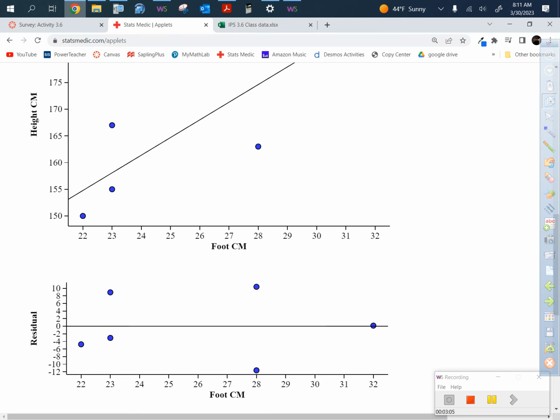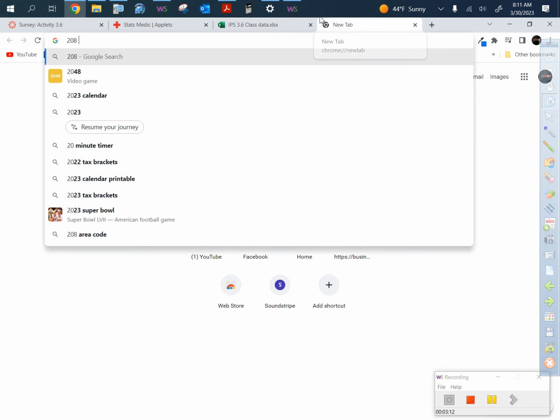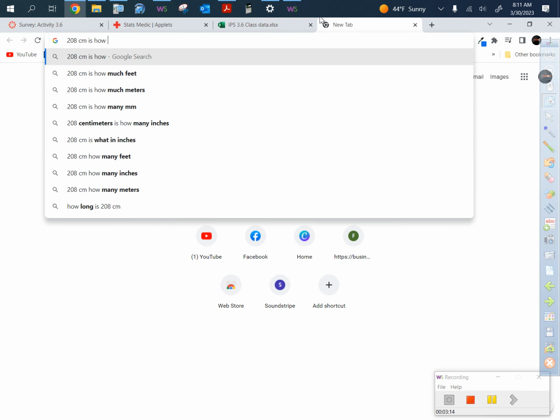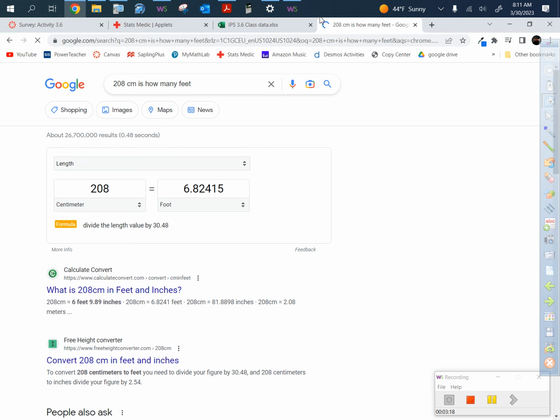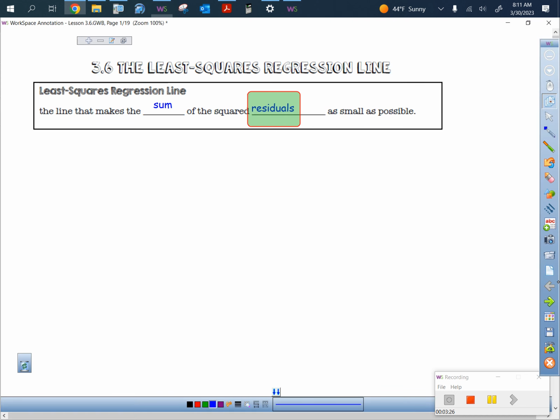Well, that doesn't mean anything to me because we don't measure people's height in centimeters here in America, so I want to see how tall that is. So 208 centimeters is how many feet? Just out of curiosity. 6'8". What do you think? Definitely not accurate. Shaq is over 7 feet tall. Do you know why that's not accurate?